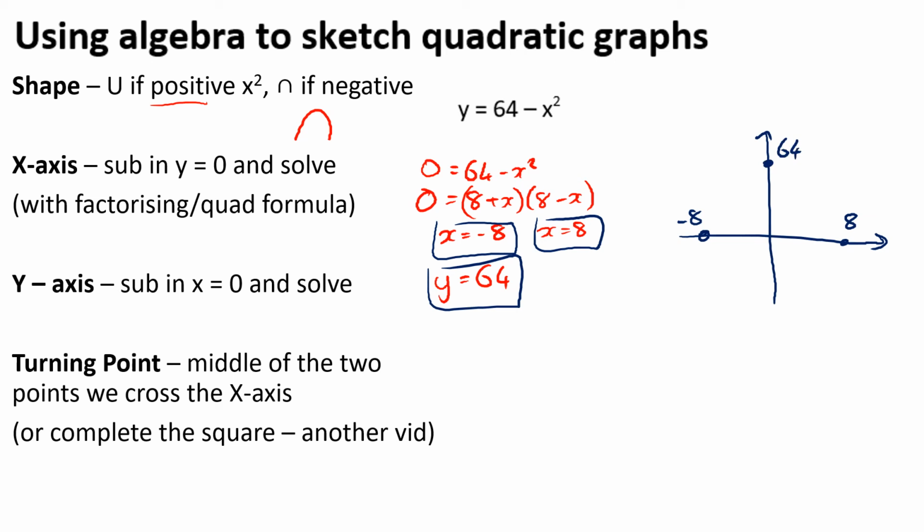It's a negative quadratic, so we're going to look something like that from there. And then what about the turning point? Well, we already got it, because halfway between -8 and 8 is just 0, and we already have that coordinate. So our turning point is just 0, 64. Cool. Okay, last question. Let's go.